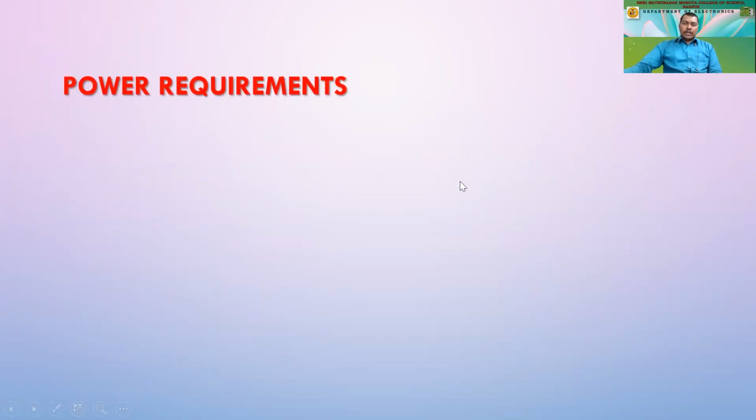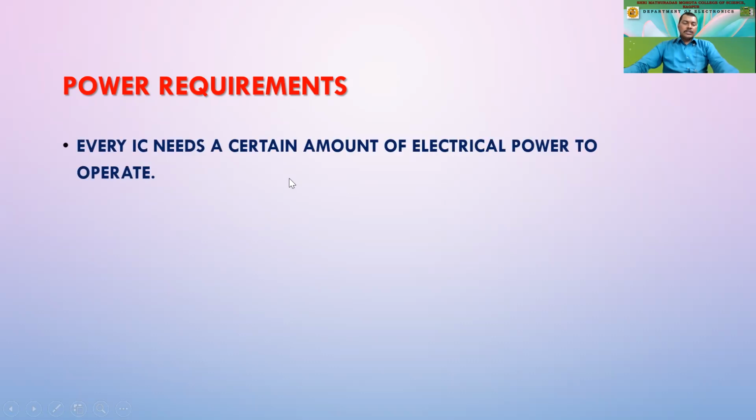Similarly, we have the power requirements. This is one of the essential factors of an IC logic family. Power, again, means how much current and how much voltage it is going to use. Every IC needs a certain amount of electrical power to operate. Not only ICs, but every electronic device, say the refrigerator, TV, microprocessor or computer, requires a certain amount of electrical power to operate.